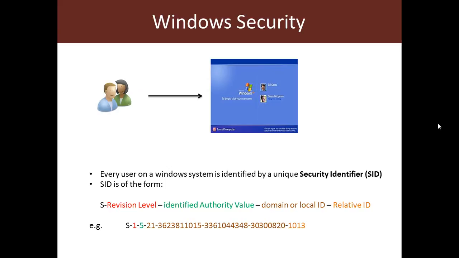Every user on a Windows system has a unique ID called the security identifier, or SID. Now, the SID is of the form S, then the revision level, which is 1 till now. After that, the identifier authority value, which could be the local system or a domain controller. Then you have a domain or a local ID, which is a variable part, and then finally a relative ID. Basically, the SID is going to be unique for every user on the system and in the domain.